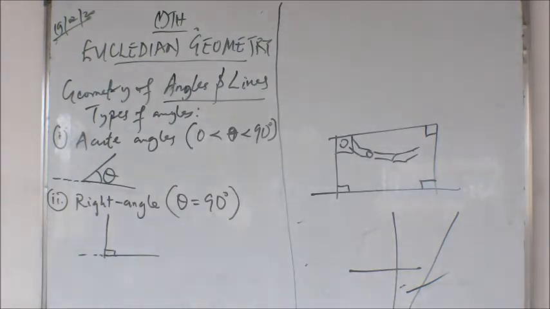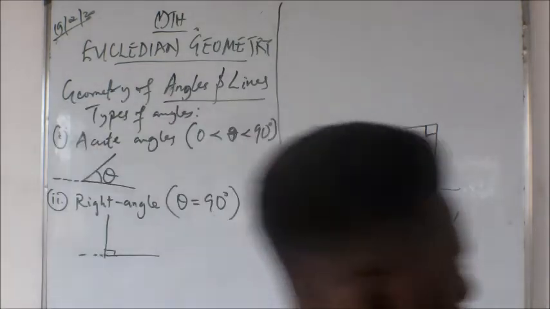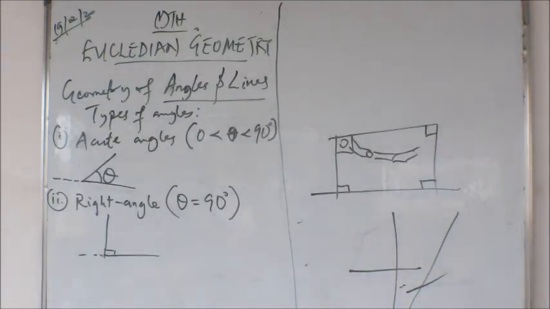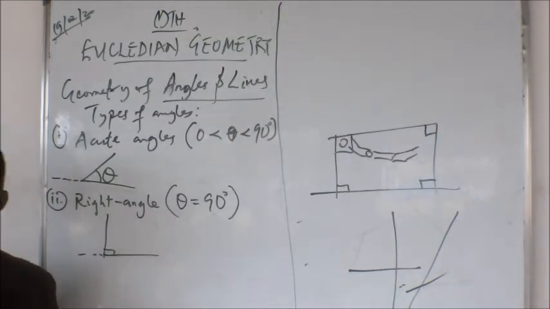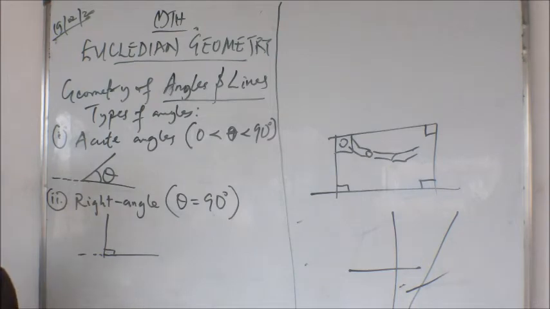corners of houses. Corners of walls, they are right angles. Why? Because this is vertical and this is horizontal. So this is a right angle, right angle, right angle. So it is found to be 90 degrees, using your protractor.